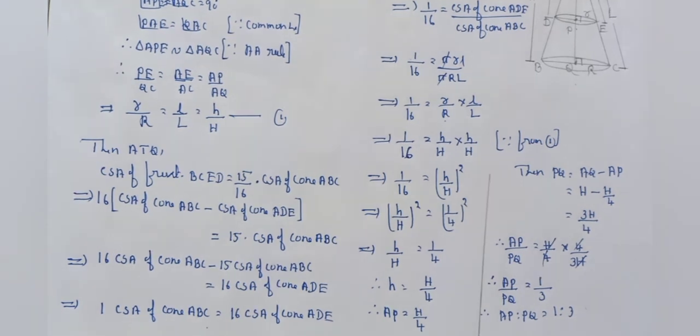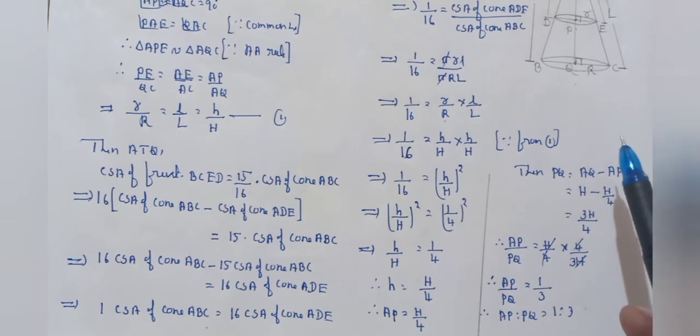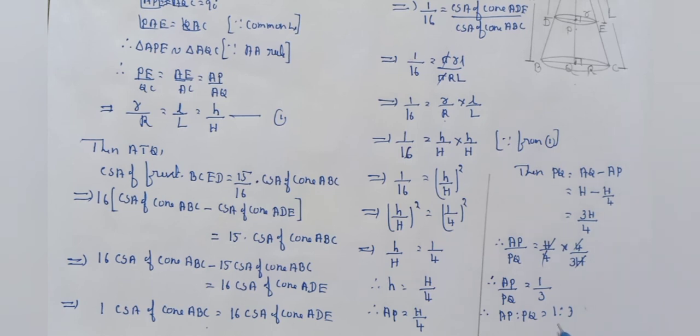Therefore, the plane DE divides the height of the cone AQ into AP and PQ in the ratio of 1:3.